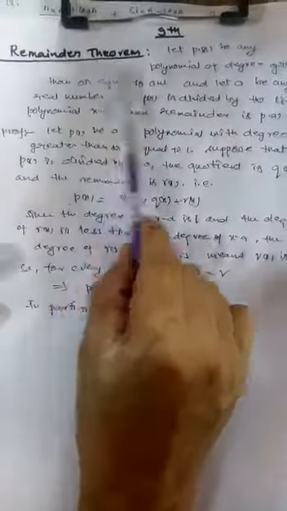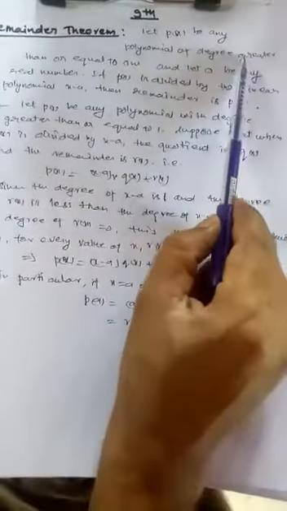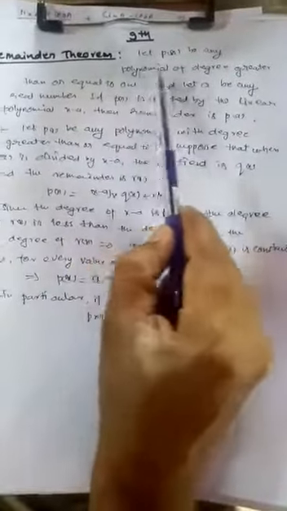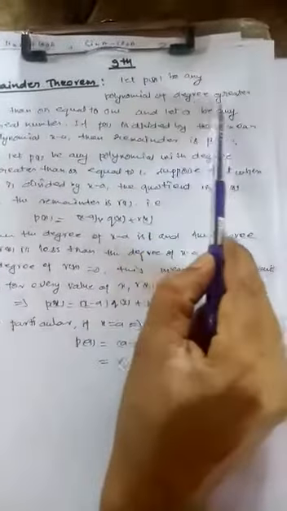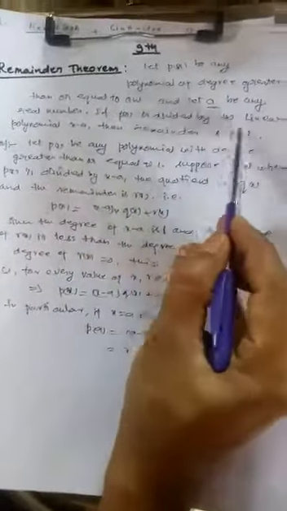So in the second part of division and remainder theorem, let's try to understand the remainder theorem. The statement is: let p(x) be any polynomial of degree greater than or equal to 1, and let a be a real number. If p(x) is divided by the linear polynomial x minus a, then the remainder is p(a). This is the statement.